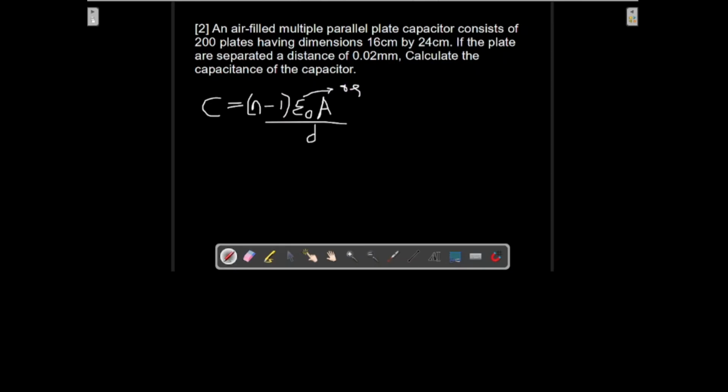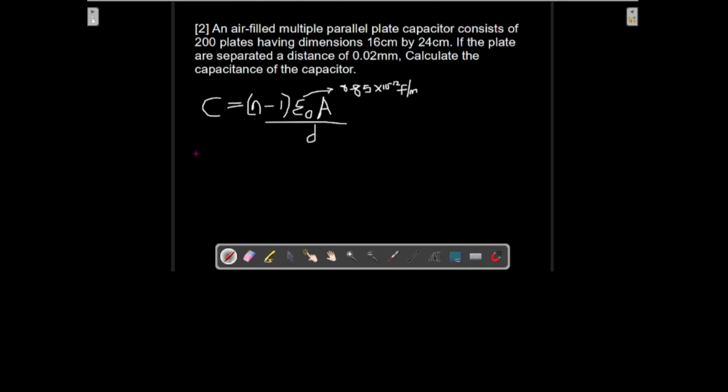It is 8.85 times 10 raised to power minus 12, and then the unit is farad per meter. That is the unit of permittivity of free space. So let us continue.